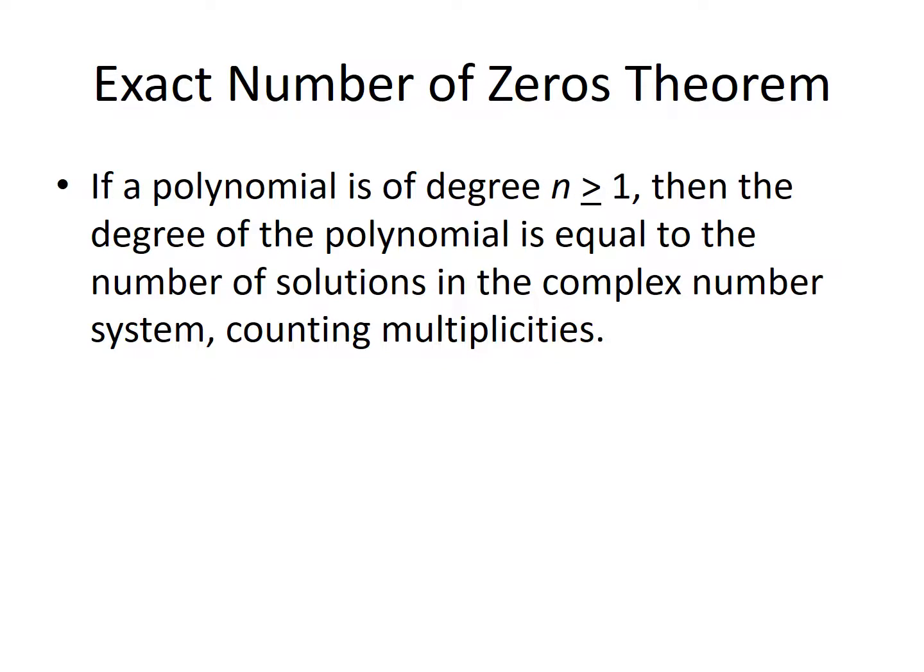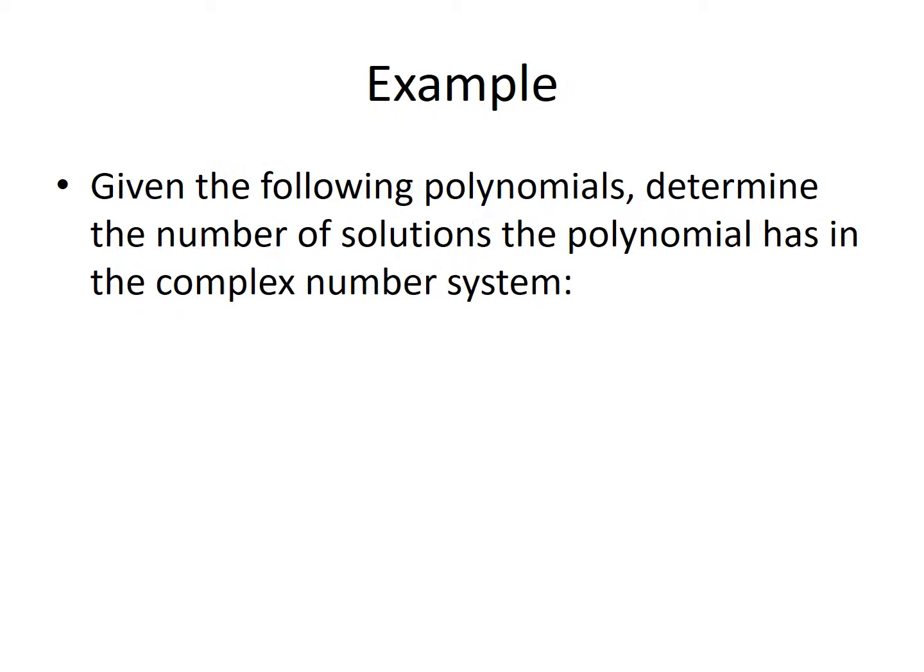The exact number of zeros theorem is stated below. If a polynomial is of degree n greater than or equal to 1, then the degree of the polynomial is equal to the number of solutions in the complex number system, counting multiplicities.